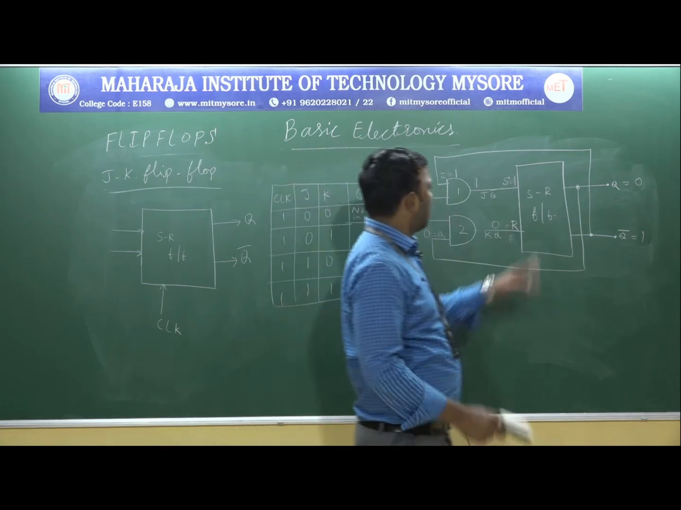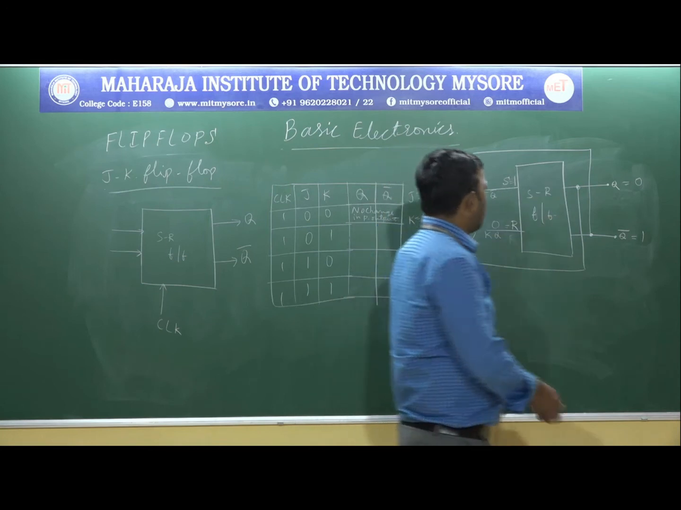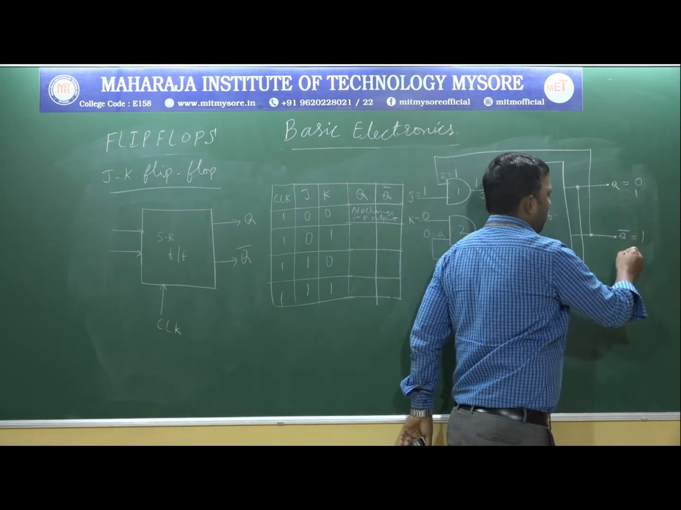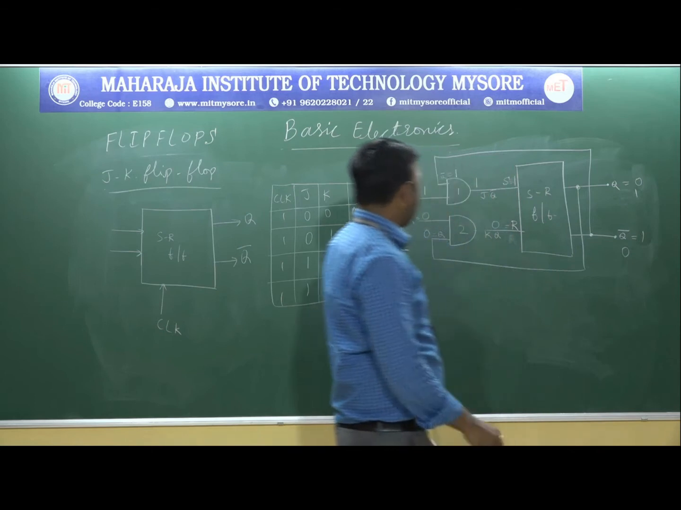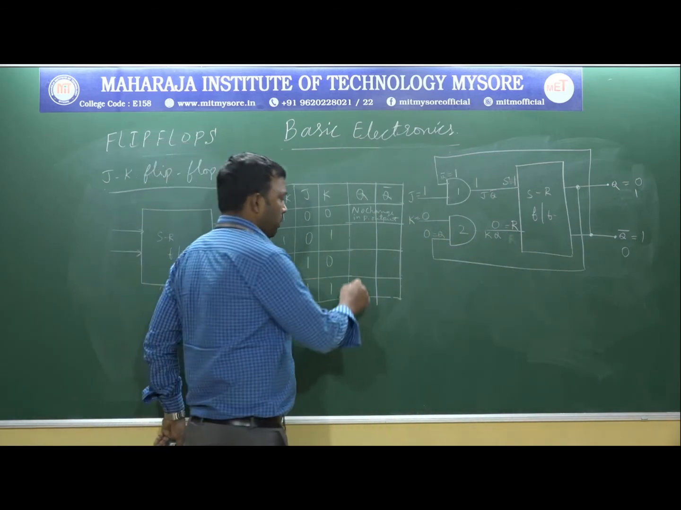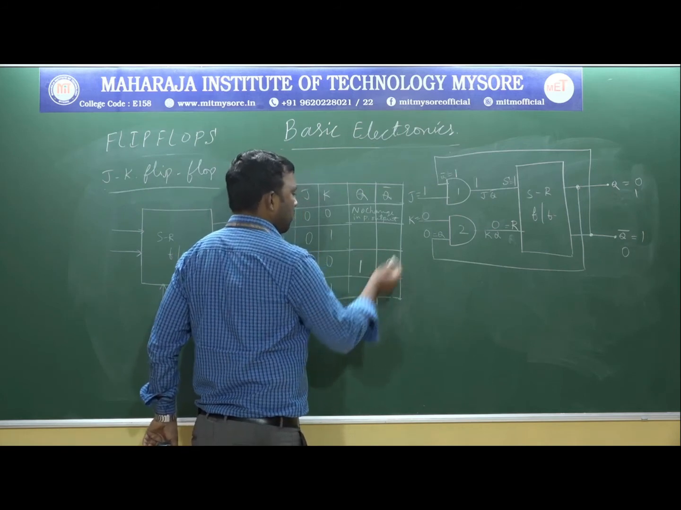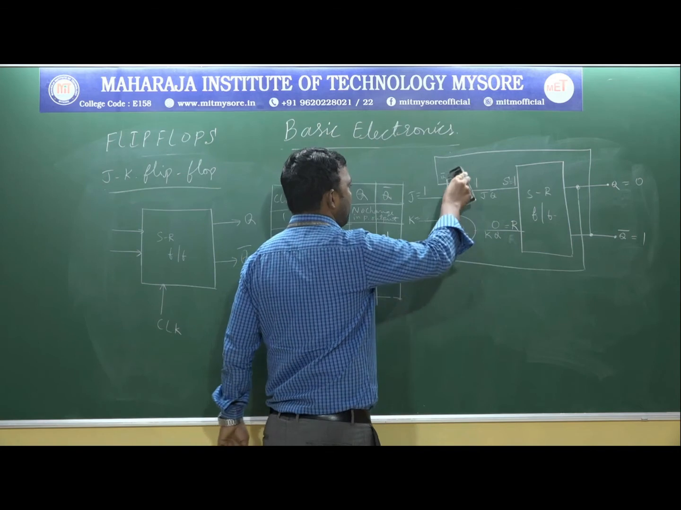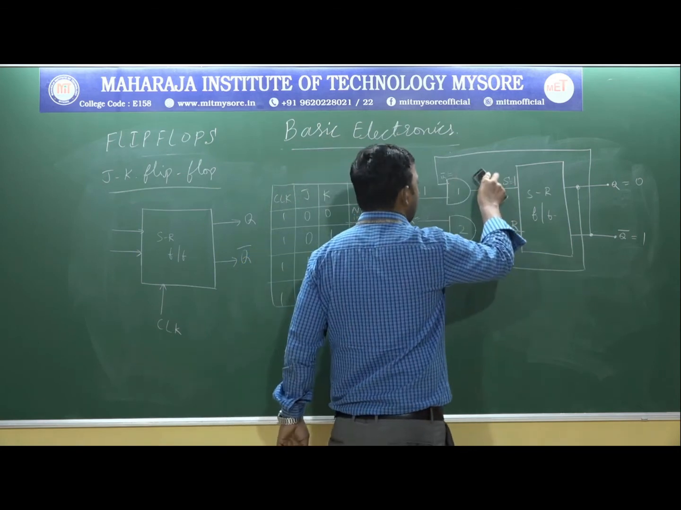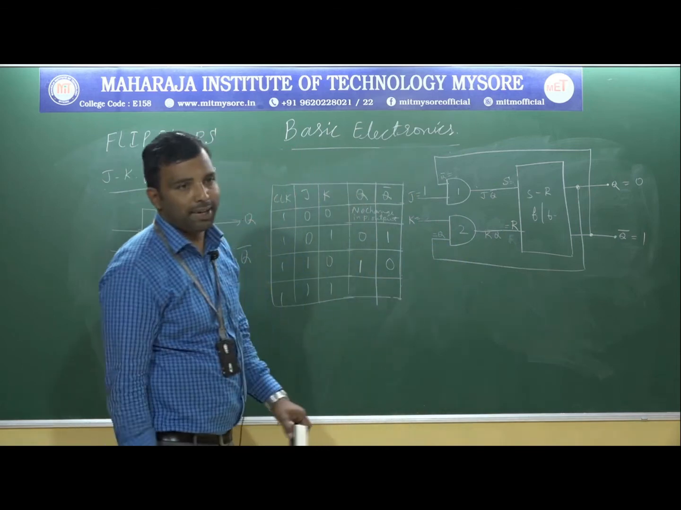So when S is 1 and R is 0 for the SR flip-flop, the output Q is 1 and Q bar is 0. Therefore, in the 1 0 condition, the output is set: Q is set and Q bar is 0. The next condition is a very important thing. You have to concentrate on that, how it will overcome the 1-1 condition.